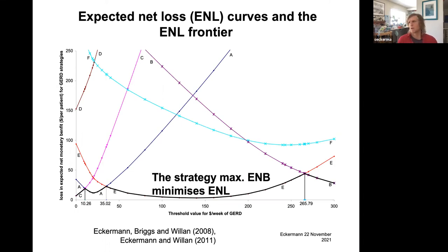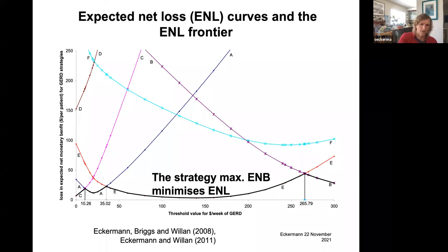And finally, which I'll reinforce in a couple of slides, it also gives you the expected value of perfect information. So that's what you want to know, given current information: which are the strategies which minimize expected net loss, maximize net benefit, at any given threshold value.